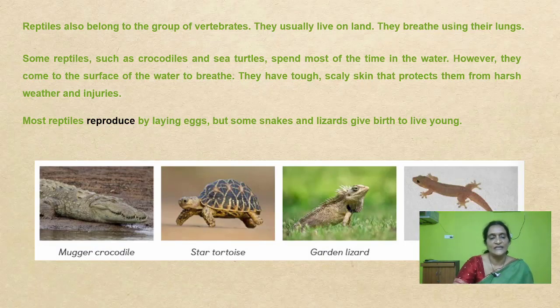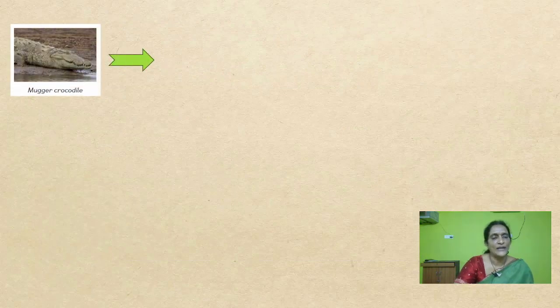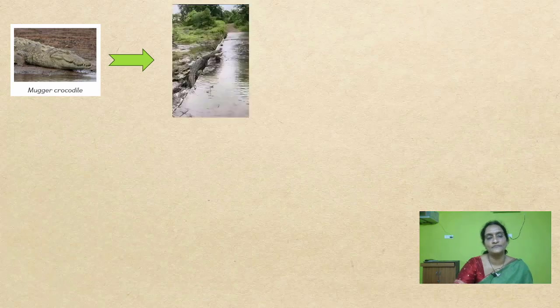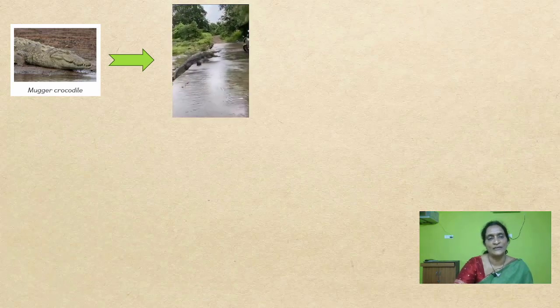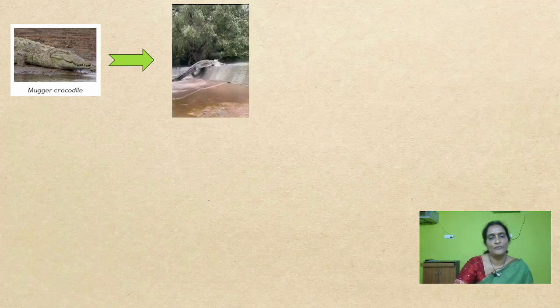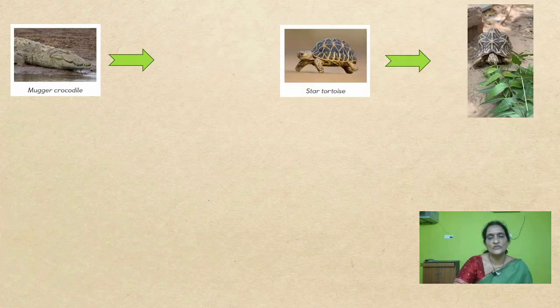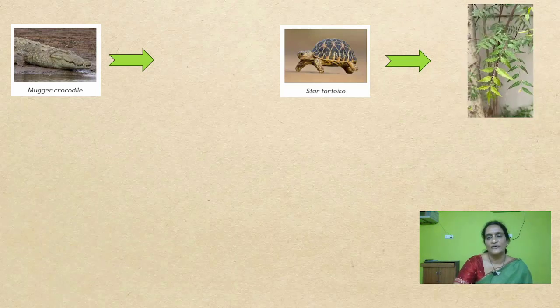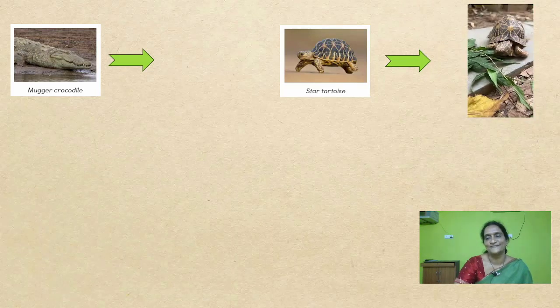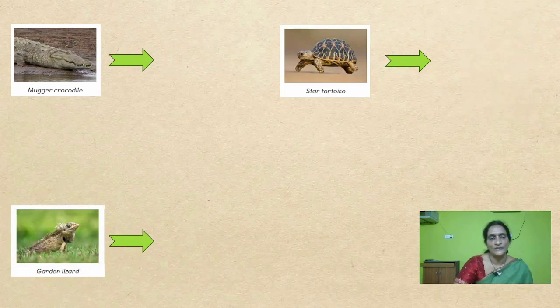First, let us see the examples of reptiles. See, this is a mugger crocodile. See how it is coming onto the land from water. This is a tortoise. See how it is eating the neem leaf? Star tortoise. Though the crocodile and tortoise live in water, they come onto the land.